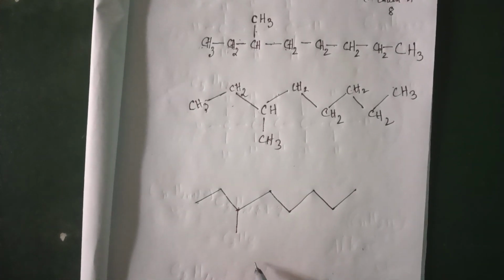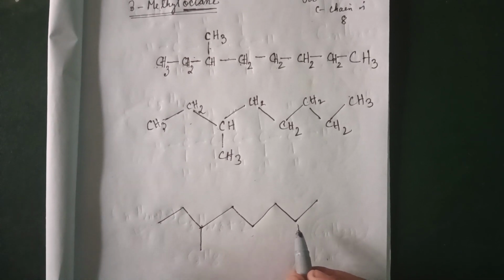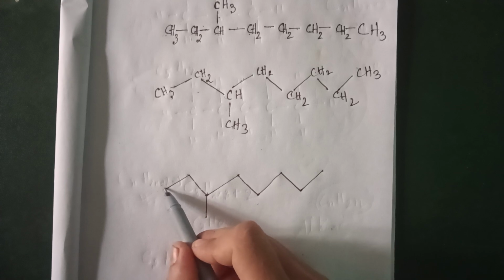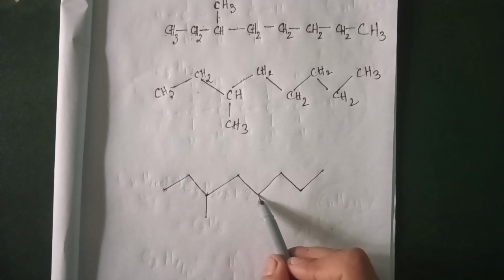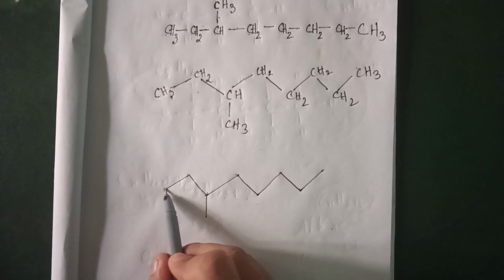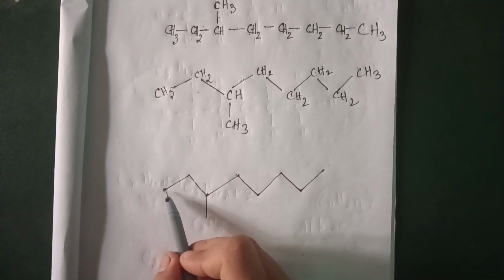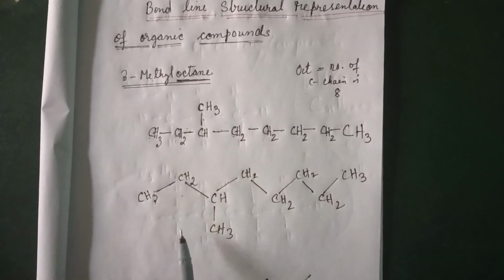So this is called the bond line structural representation of organic compounds, where we are not going to show the carbon and hydrogen atoms. Students must remember that at this ending, carbon is present, that is the methyl one, that is CH3. Here it is CH2. The terminals are always CH3 in the bond line representation. Don't think that this is hydrogen, this is always carbon, that is methyl carbon. Terminals are always methyl. So this is the bond line structural representation of any organic compound.